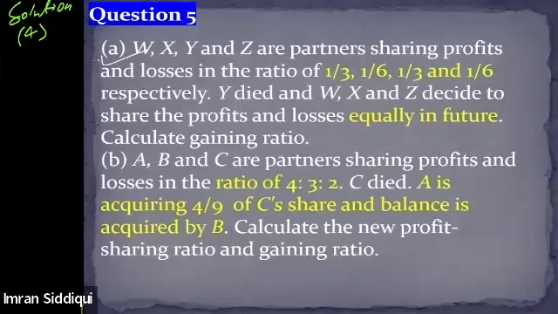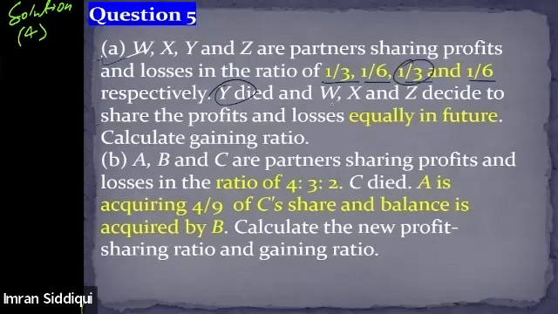OK. There are 4 partners. And their profit sharing ratio is given as 1 by 3, 1 by 6, 1 by 3, 1 by 6. So you can clearly see that the basis of their PSR is not the same. So in order to determine their old PSR, we need to equalize their basis. Y died. Okay, so Y's share was 1 by 3.